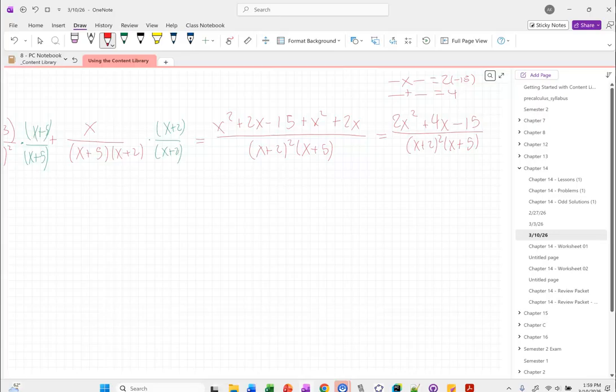Negative 2 and positive 15. Negative 5 and 6. 5 and negative 6. Those are all the factors that give us negative 30. Did it work? I forgot 3 and 10. That doesn't work either though, right? Okay. So we're done. No reducing to do.